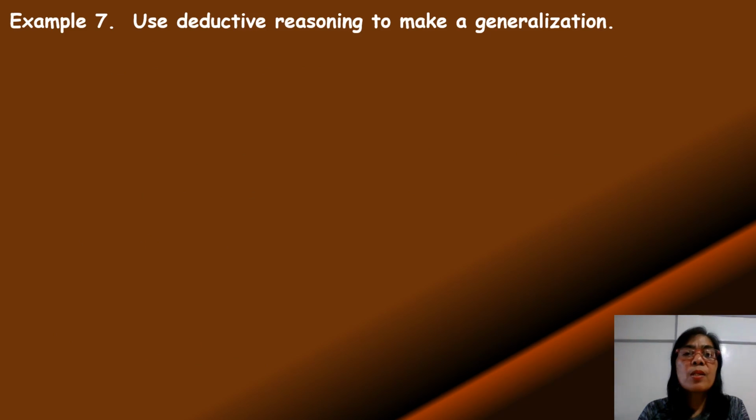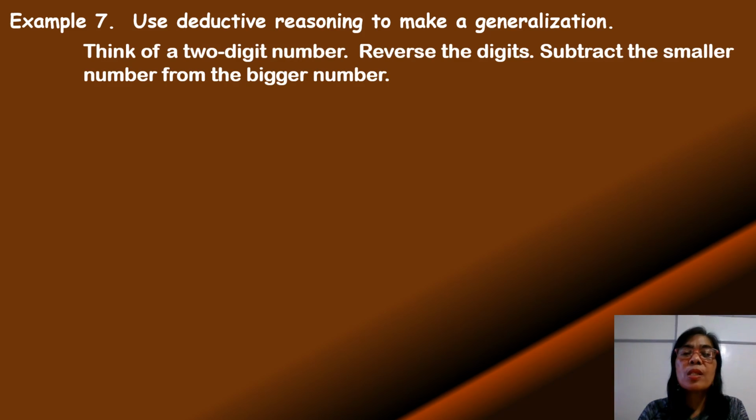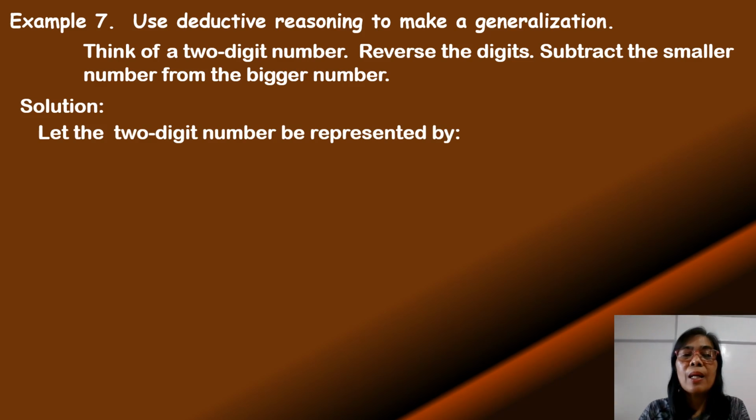Let us have this last example. Use deductive reasoning to make a generalization. This is the same problem that we just solved using inductive reasoning. So think of a two-digit number, reverse the digits, subtract the smaller number from the bigger number. So this time in deductive reasoning, we are going to let the two-digit number be represented by an expression. Since we have a two-digit number, that means we have a tens digit and a units digit.